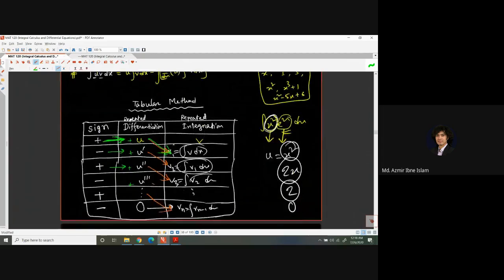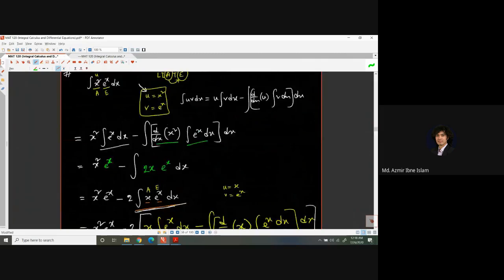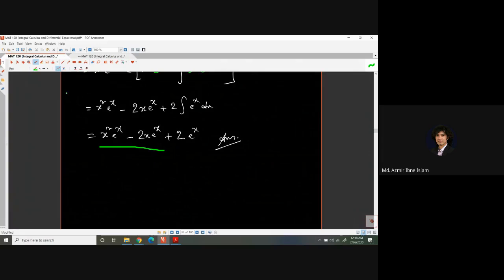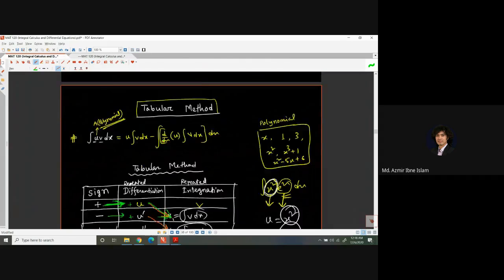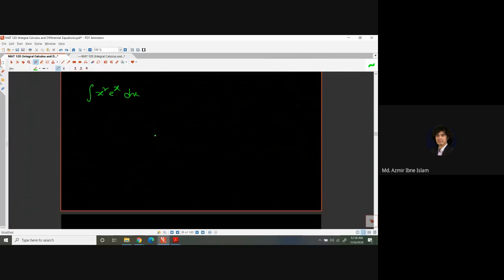So the integration that we have here is the integration of x squared e to the power x dx. Let me check again. x squared e to the power x dx. So here you can see this is the answer. We are going to apply the tabular method now, and let's see what the result will be this time. The result must be the same. Here we have an algebraic function and an exponential function, so we can think about the tabular technique.